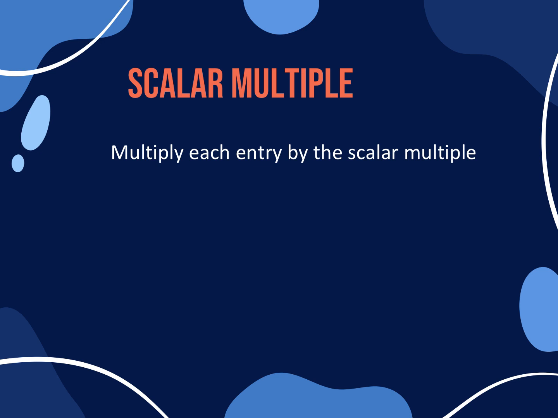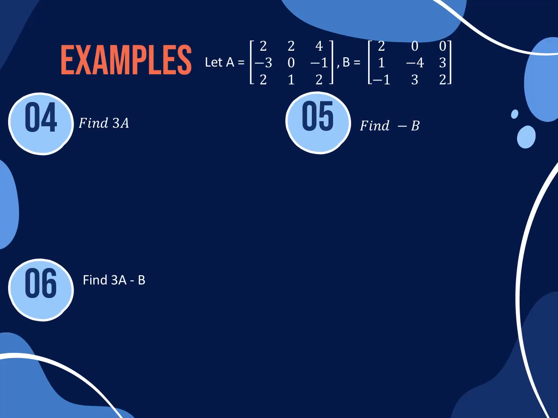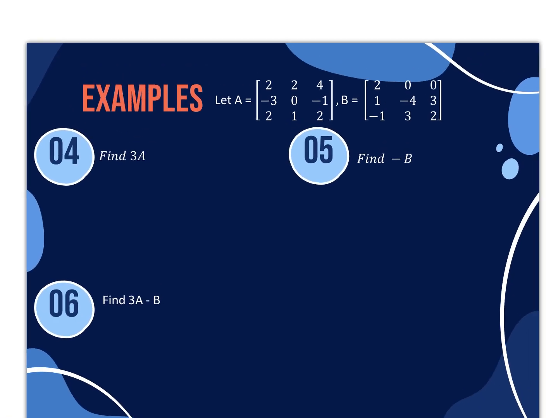A scalar multiple is when you multiply each entry by some value, and I'm going to show you how to do that. For example, here we've got matrix A, and notice this is a 3x3 matrix. Here we have matrix B, which is also a 3x3. And notice it says find 3 times matrix A. Matrix A, again, is 2, 2, 4, -3, 0, -1.